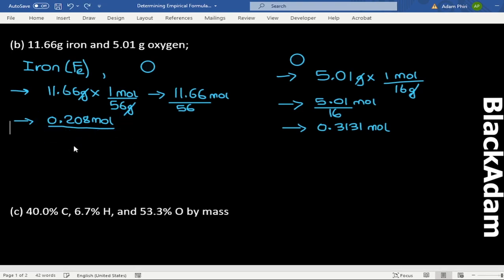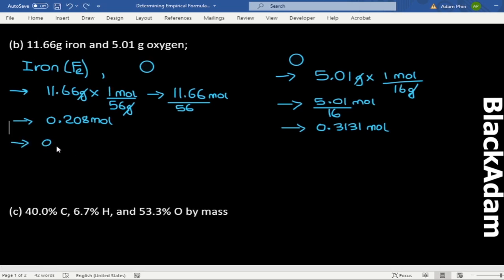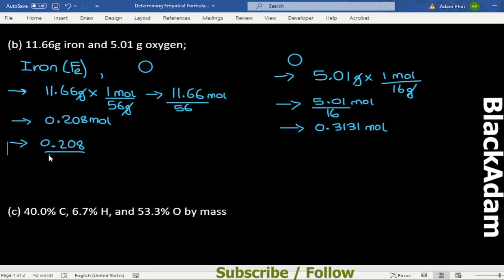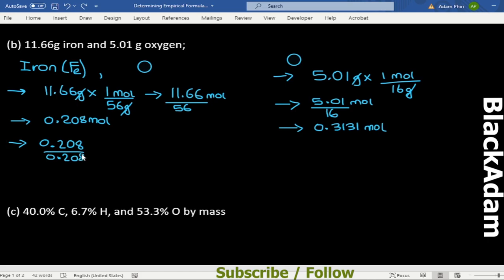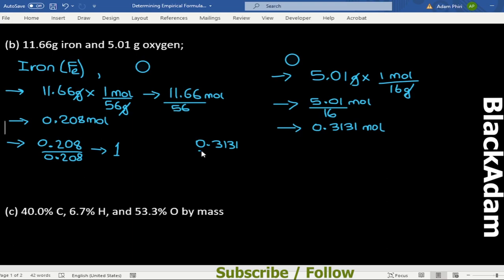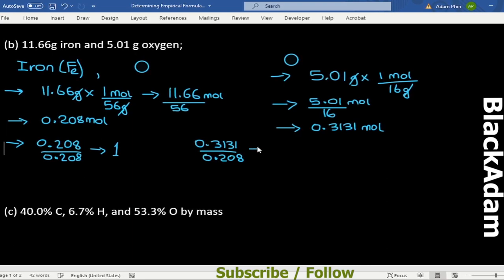And then next, we divide by the smallest, which is 0.208. So we divide 0.208 by itself. That will give us absolutely 1. And then we do the same for the oxygen, which is dividing 0.313 by 0.208. That gives us 1.5.